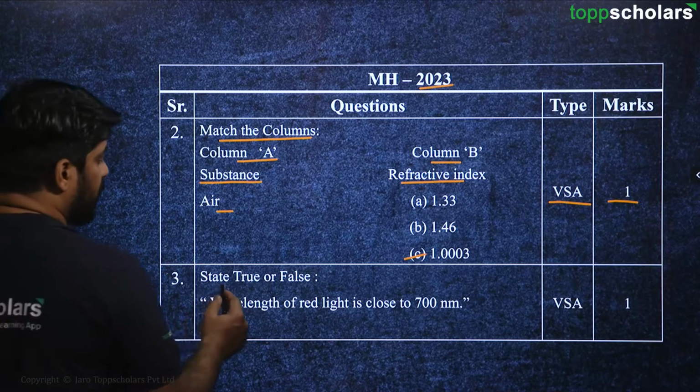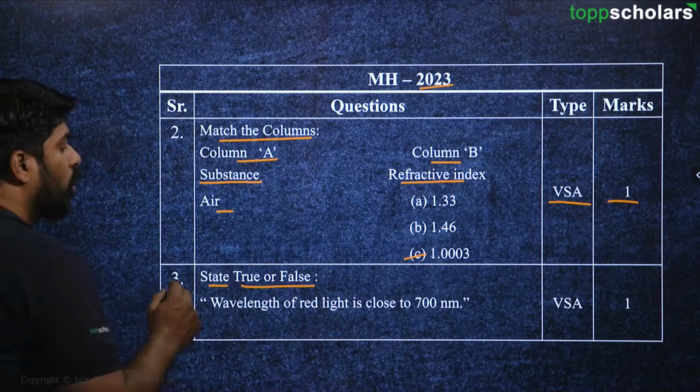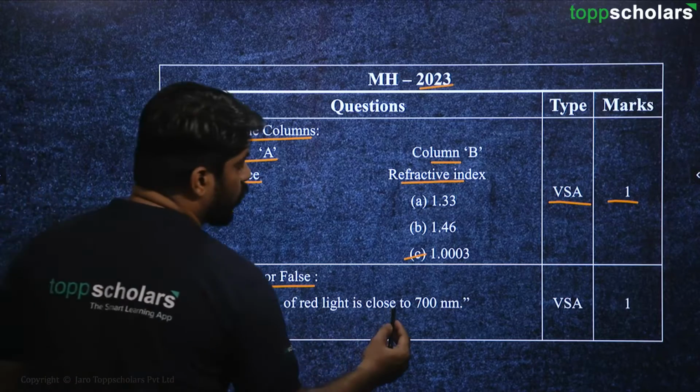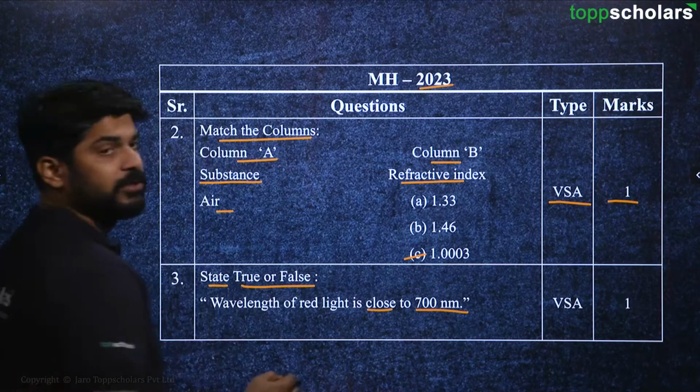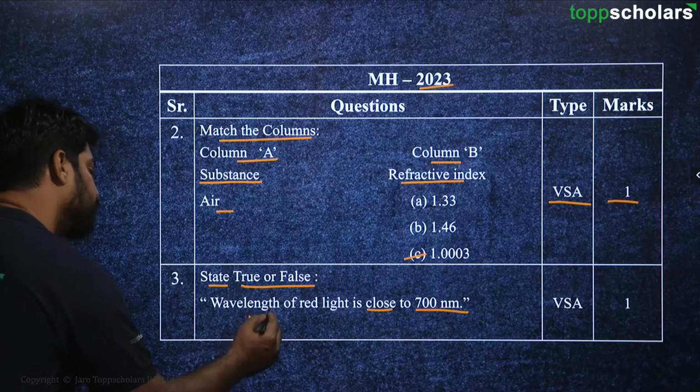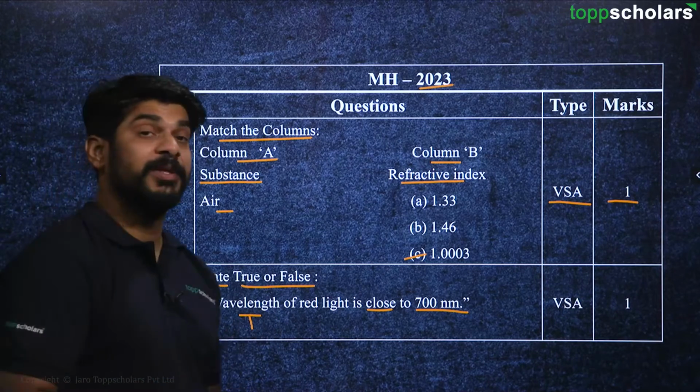Next over here, state true or false. Wavelength of red light is close to 700 nanometers. So this is definitely true. So this is going to be the answer.